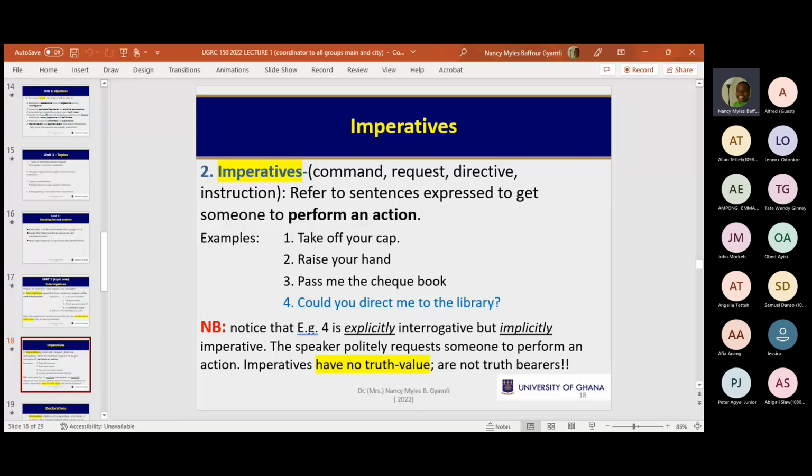Example 3. Could you direct me to the library? It came with a question mark. But hello, that is not a genuine question. It's an imperative. It presents itself explicitly as a question, but it is implicitly an imperative. It's telling you to do, but it is done politely. I need you to see those two different types of linguistic expressions: sentence shaped thought, speech act.